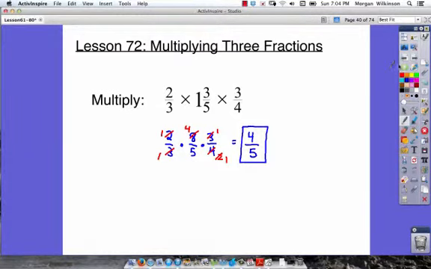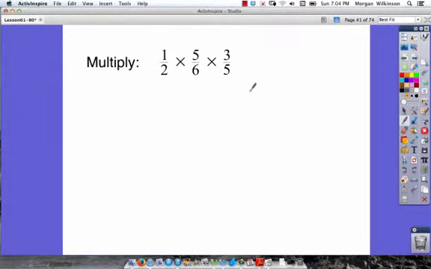Let's look at another example. Let's multiply, and in this one there are no mixed numbers, so we can multiply straight across the top and straight across the bottom. But let's simplify before we multiply first. Immediately there's a 5/5, so that's going to be the same as 1 over 1. And then you can also see there's a 3/6. 3 is half of 6, so 3/6 is the same thing as 1/2.